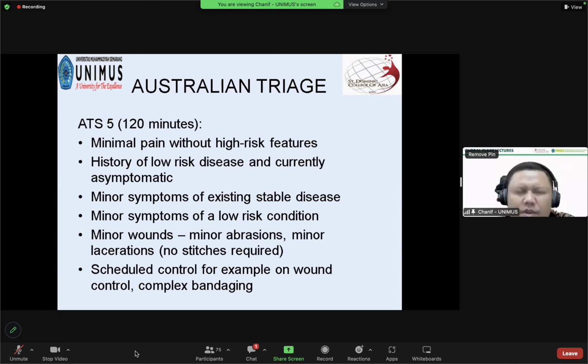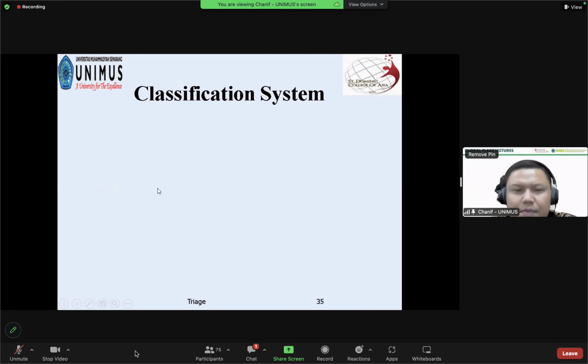And the last one is ATS level 5, the waiting time is up to 2 hours or more. For example, patients with minimal pain without high-risk features, history of low-risk disease and currently asymptomatic, minor symptoms or existing stable disease, minor symptoms of a low-risk condition, minor wounds, minor abrasion, minor laceration, and scheduled control, for example wound control or complex appendix, etc. It is one of the cases. So only control for complex appendix is not admitted in the hospital emergency department.